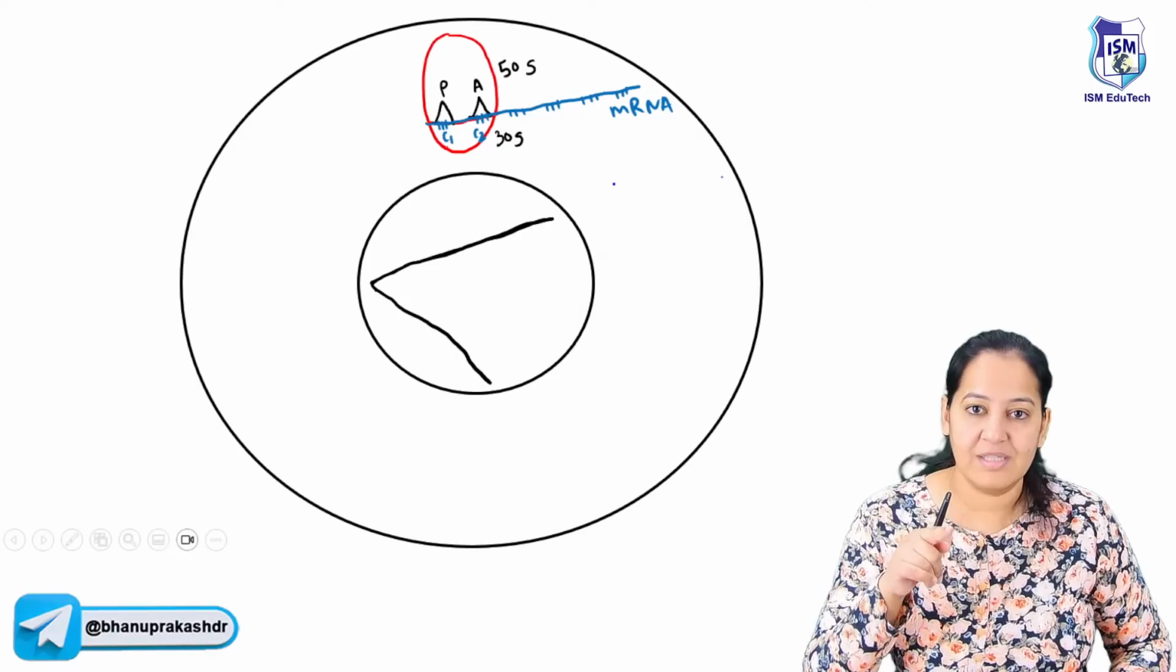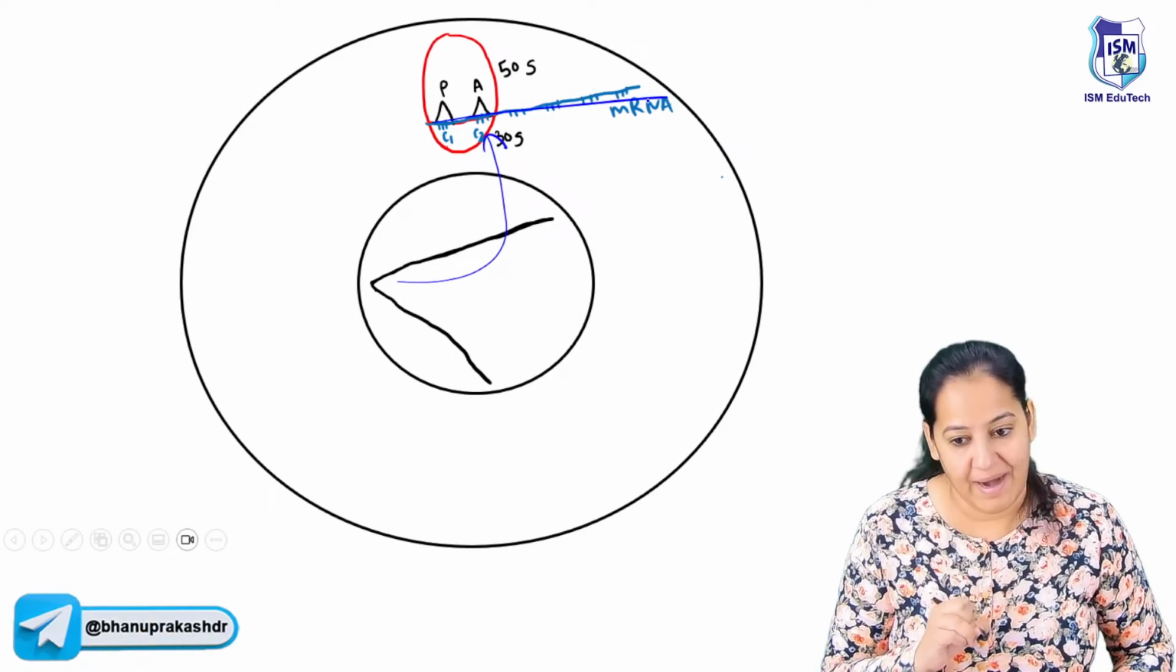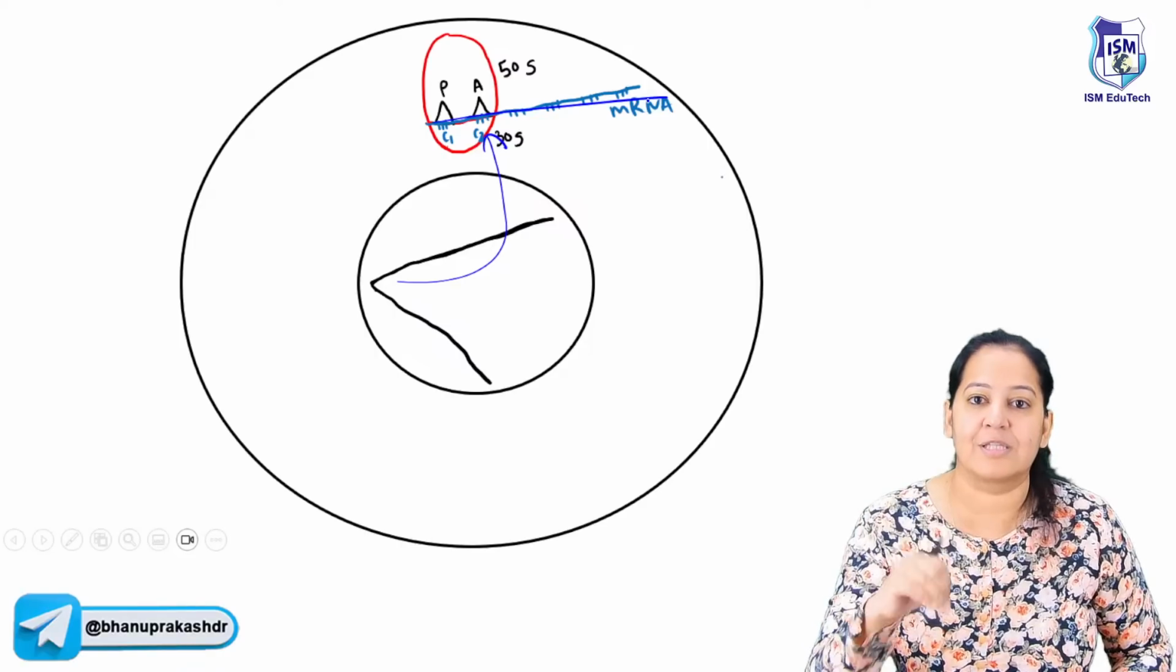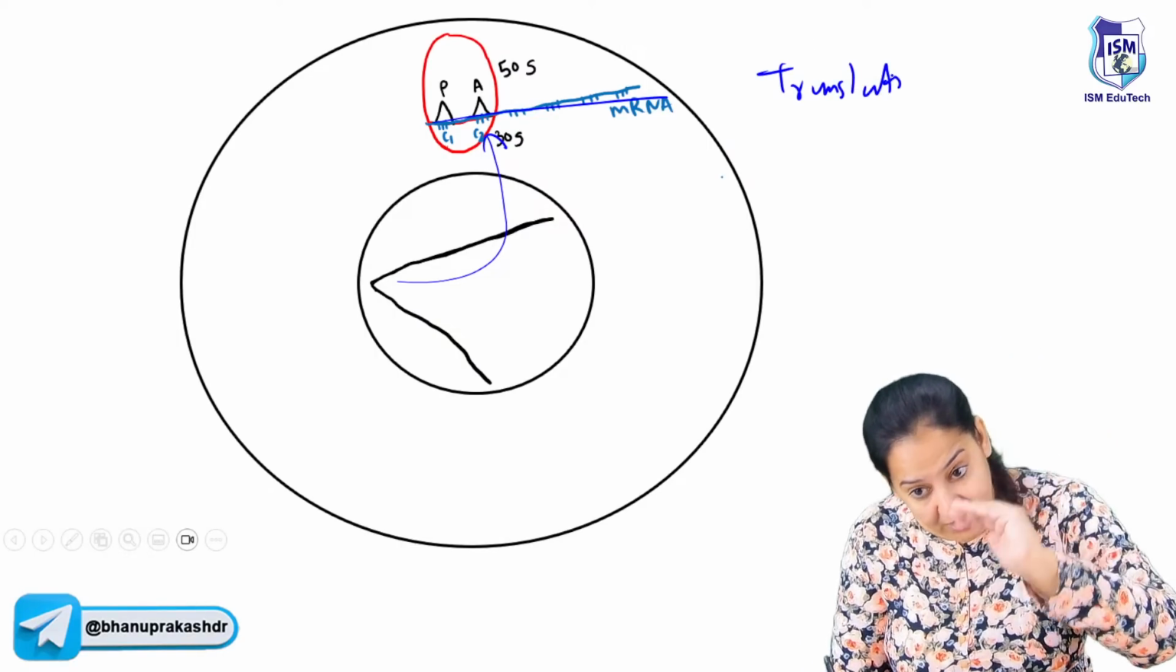Now this mRNA is coming out. It is already going to the ribosome and binding on the ribosome. Now on the ribosome, protein synthesis will take place. And this is known as translation. In translation, the protein is formed from mRNA.